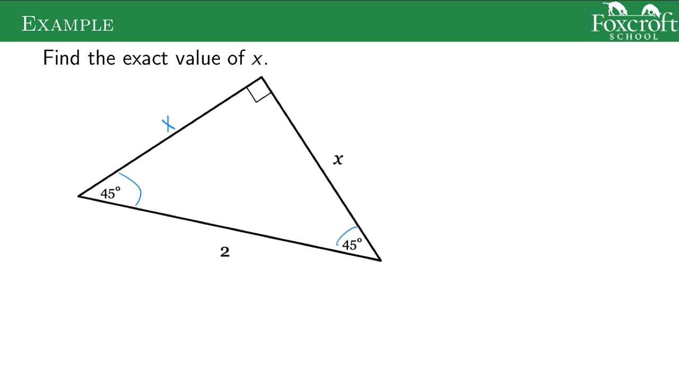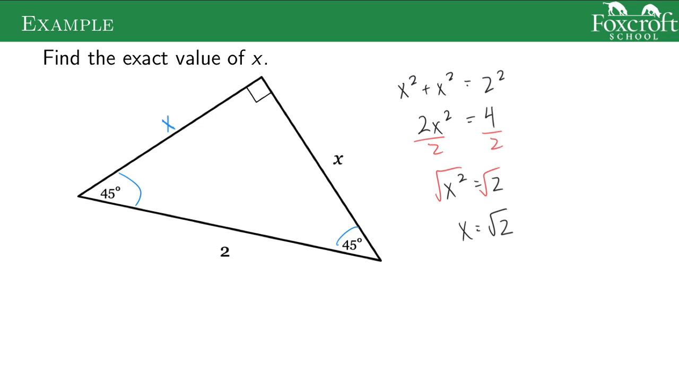Now I can do the Pythagorean theorem: x squared plus x squared equals 2 squared. That's 2x squared equals 4. Divide both sides by 2 to get x squared by itself, and take the square root of both sides to cancel out the exponent. So x is the square root of 2. Really for this one, I'm just remembering that when you have this special right triangle with the 45-degree angles, the two legs are the same length.